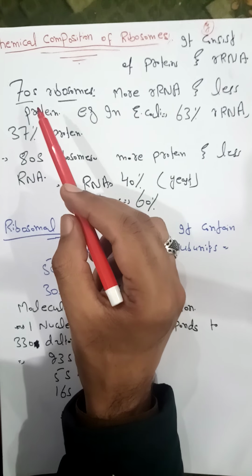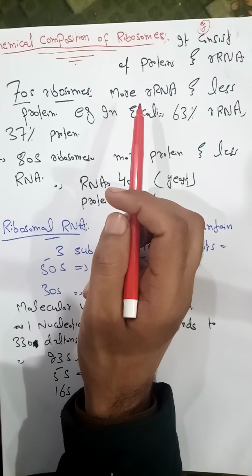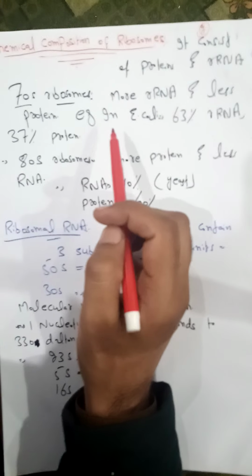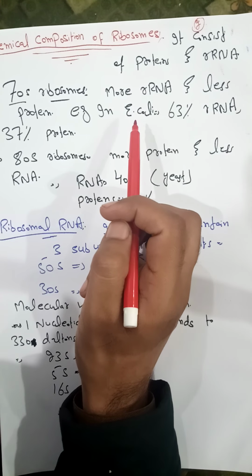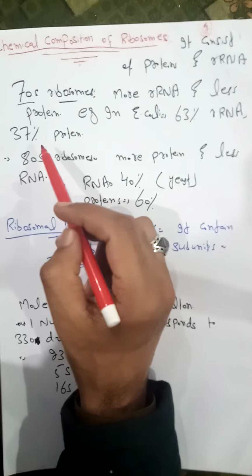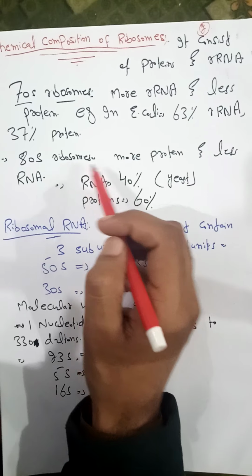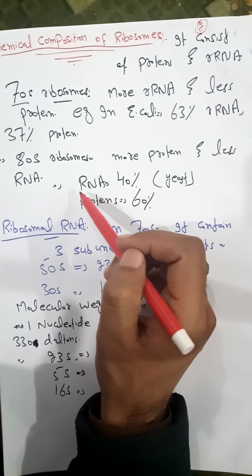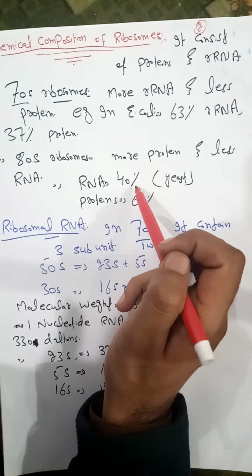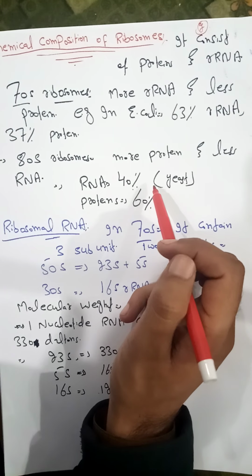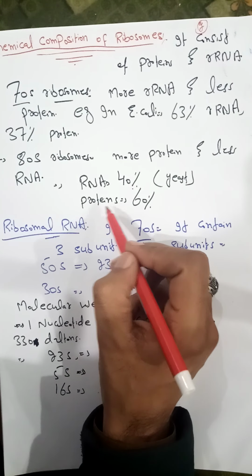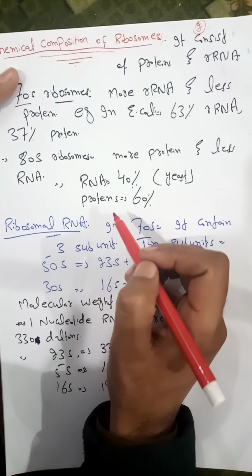For example, the 70S ribosome contains more RNA and less protein. In E. coli, the ribosomal RNA content is 63% and the proteins are 37%. Now the 80S ribosome contains more proteins and less RNA. The RNA content is 40% in yeast, as studied in yeast, and the proteins are 60%.